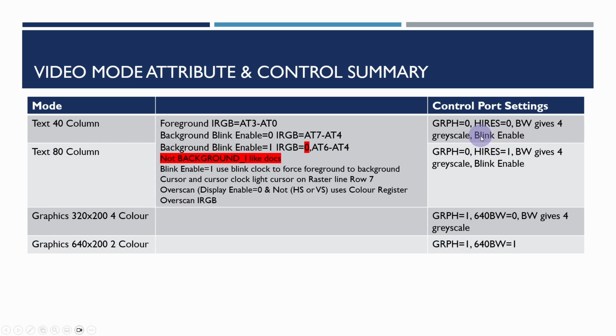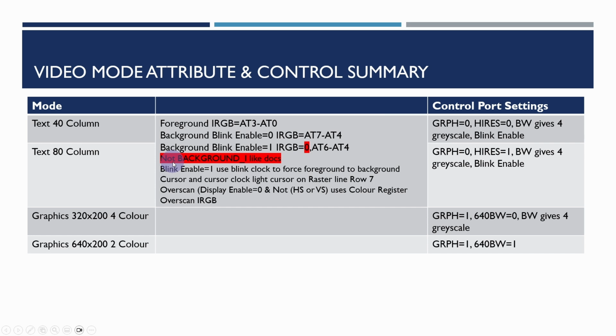We also take into account blink enable. So if blink enable is 1, then we get the blinking background. If it's 0, then we use the 7th bit as the intensity for the background. And you'll see there that the 0 here indicates that that's what actually happens. It isn't background intensity like the documentation says. Now what you could probably do is we could modify the PLD to actually implement that if we wanted.